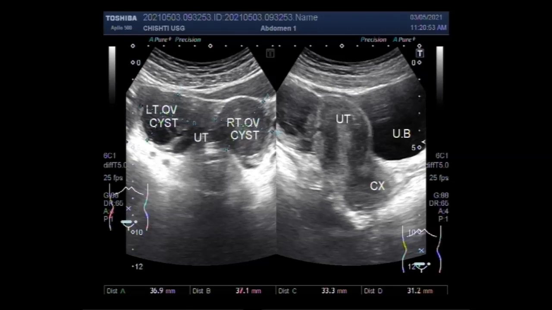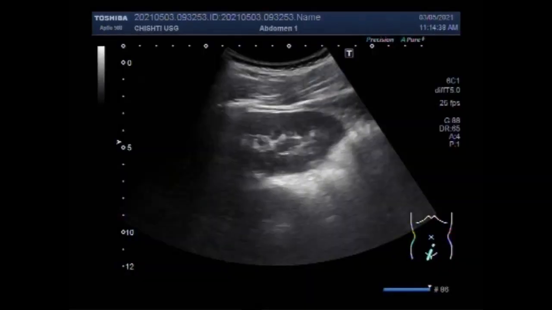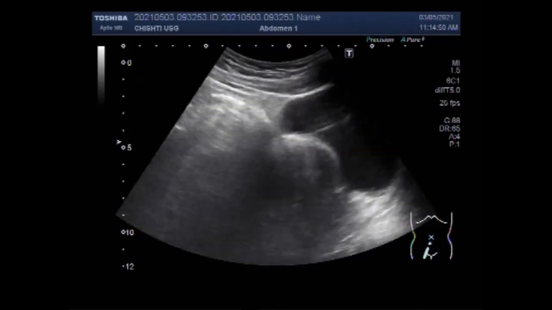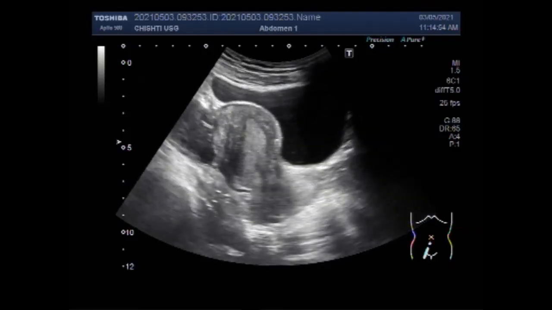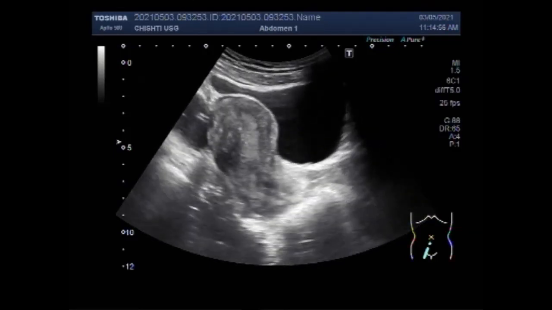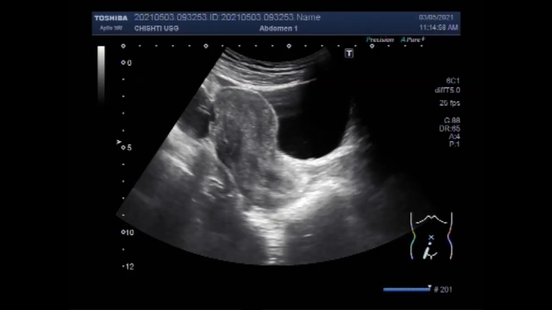This ultrasound video shows two types of ovarian cysts in a patient. Both ovaries have a cyst. One cyst is the chocolate ovarian cyst, the other is the hemorrhagic ovarian cyst. You can see this is the urinary bladder, this is the uterus, and this one is the cervix.